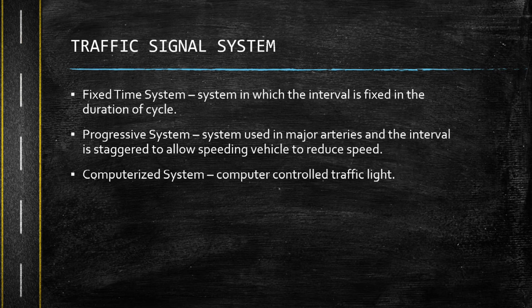So the traffic signal system has three classifications. Meron tayong fixed time system, meron tayong progressive system, and computerized system. So when we say fixed time system, these are traffic signal systems in which the interval is fixed in the duration of cycle. So ibig sabihin, if every 30 seconds yan bago magpalit ng kulay, every 30 seconds because it has a fixed time system. As per progressive system, it is a traffic signal system used in major arteries and the interval is staggered to allow speeding vehicle to reduce speed. And for computerized system, the control of traffic light is computer operated.